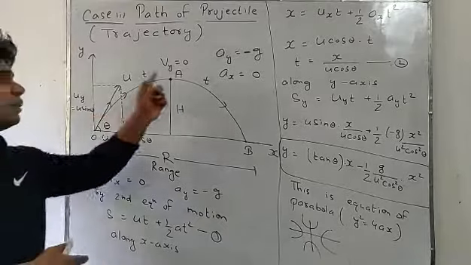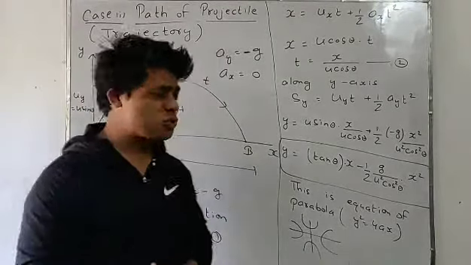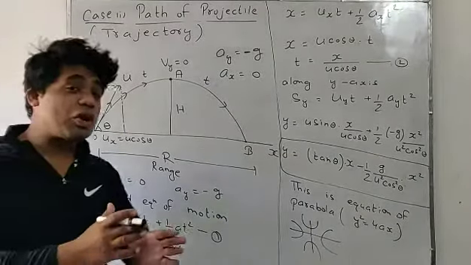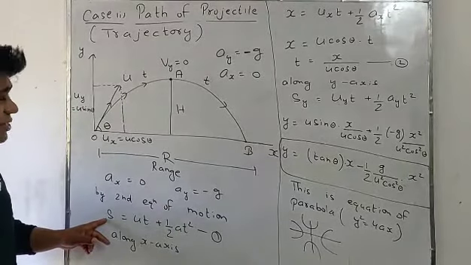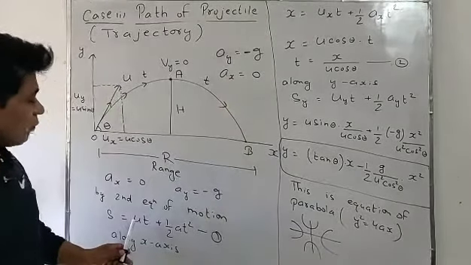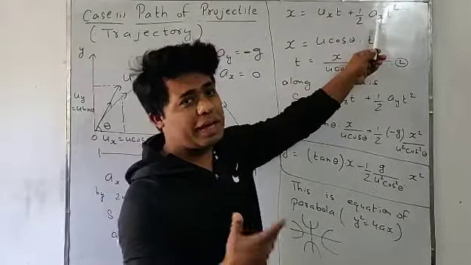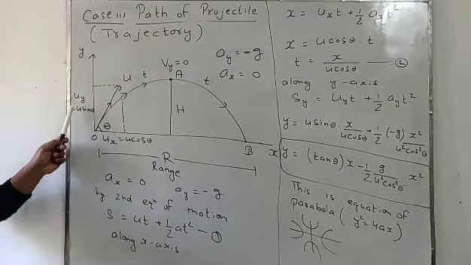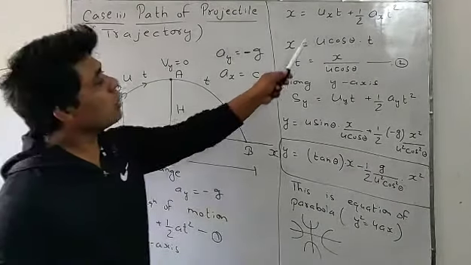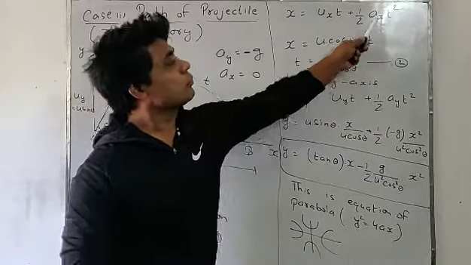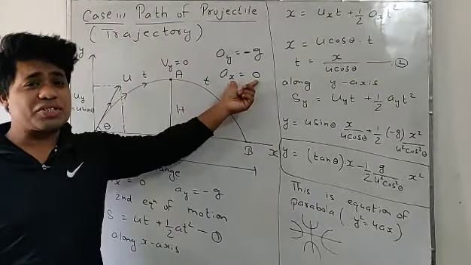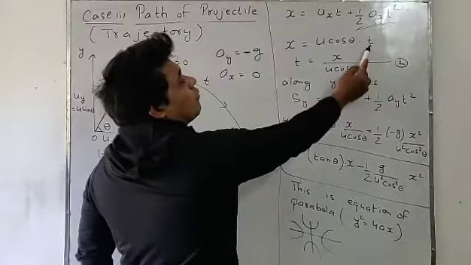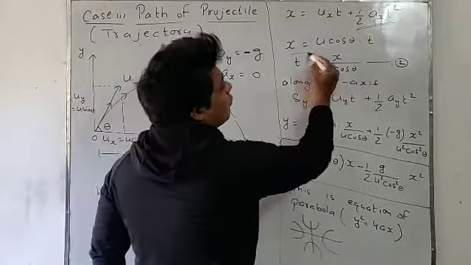Now students, we have to find the path. So we will use the second equation of motion. What is the second equation of motion? s equals ut plus half at square. First of all, I am going to convert this equation along the x-axis. Along the x-axis, distance is taken as x. Velocity and acceleration become ux and ax. We know the horizontal component of velocity, ux equals u cos theta, so ux is replaced by u cos theta. Time is t. What is ax? Acceleration along the x-axis is 0 because the particle is moving vertically, so this part becomes 0. We have to find the time: t equals x divided by u cos theta. We got the time.